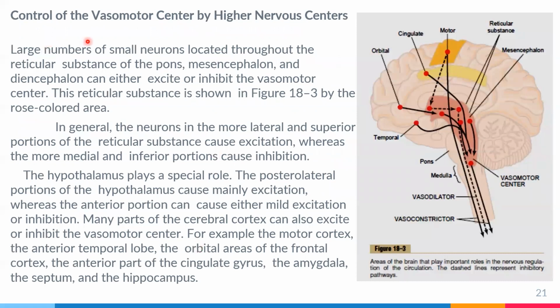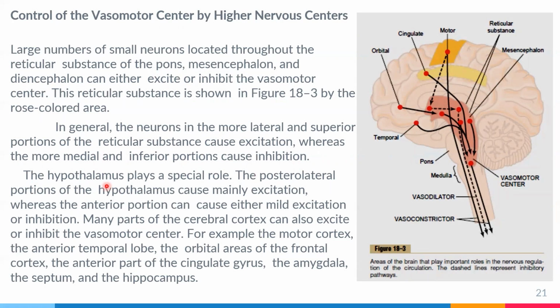Next, we move on to control of the vasomotor center by higher nerve centers. Large numbers of small neurons located throughout the reticular substance of the pons, mesencephalon and diencephalon can either excite or inhibit the vasomotor center. This reticular substance, which are the higher nerve centers that control the vasomotor center, is described in rose color in this diagram right here. In general, the neurons in the more lateral and superior portion of the reticular substance cause excitation, whereas the more medial and inferior portions cause inhibition.